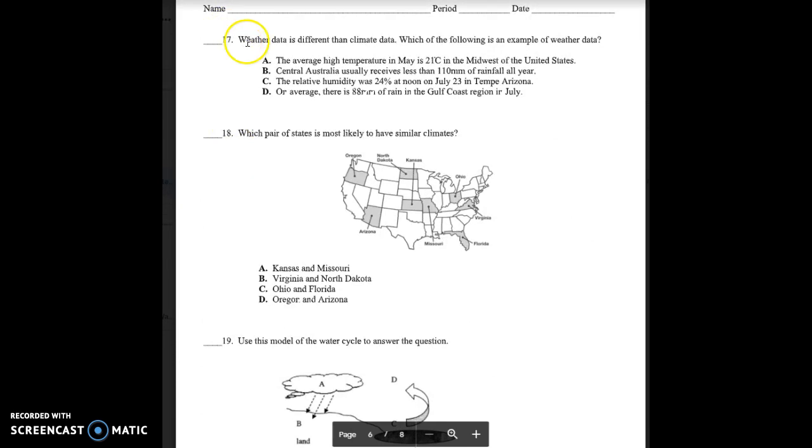Number 17. Weather data is different than climate data. Which of the following is an example of weather data? A. The average high temperature in May is 21 degrees Celsius in the Midwest of the United States. B. Central Australia usually receives less than 110 millimeters of rainfall all year. C. The relative humidity was 24% at noon on July 23rd in Tempe, Arizona. D. On average, there is 88 millimeters of rain in the Gulf Coast region in July.